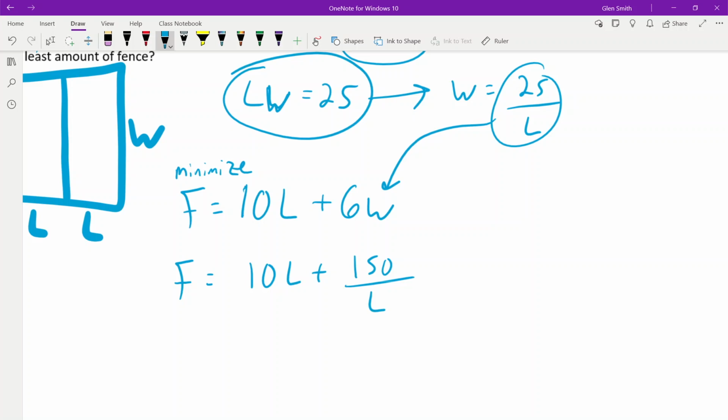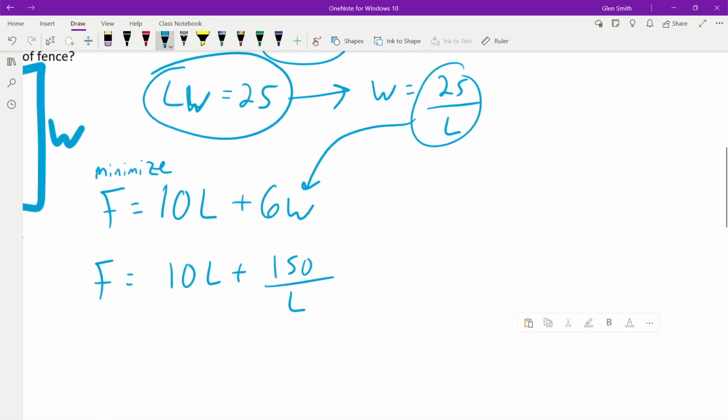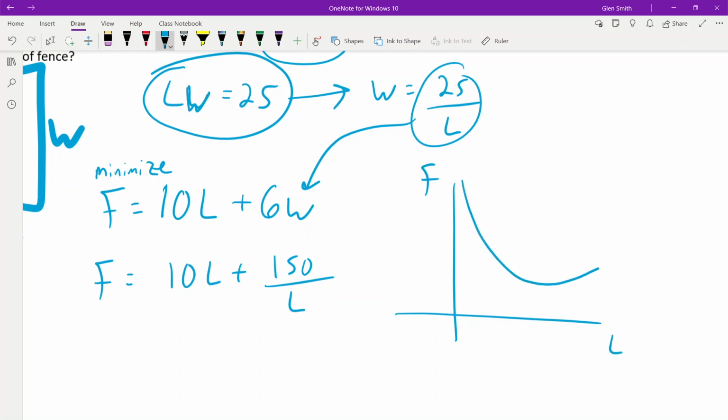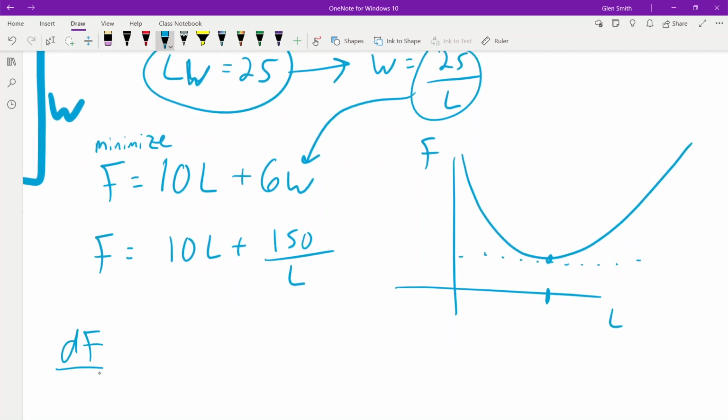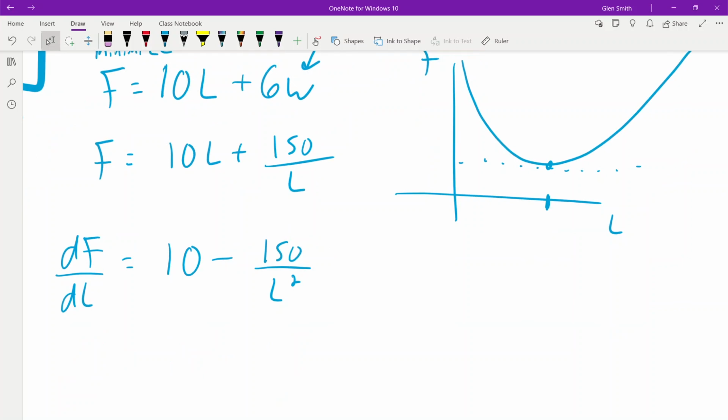And then, because we want to know where that has a minimum, again, the graph of that equation, F versus L, looks like this. Cool? There's a minimum point somewhere. I want to know what is the value where that happens. Well, the slope is going to be 0 there. You can see it. So we find where the slope is 0. So the slope is df over dl. We're not deriving with respect to time. That's 10 minus 150 over L squared. And I just want to know where that is 0. Okay?